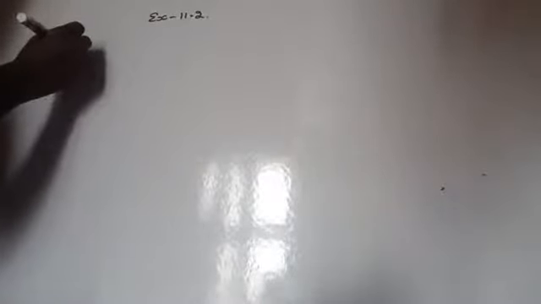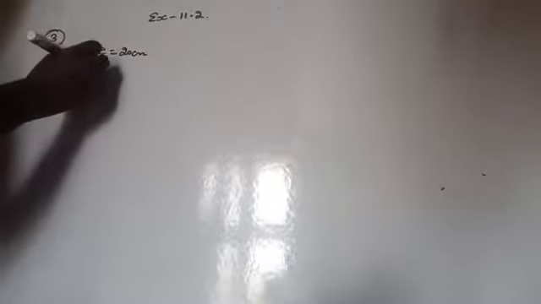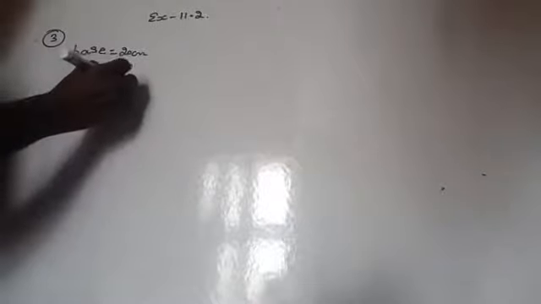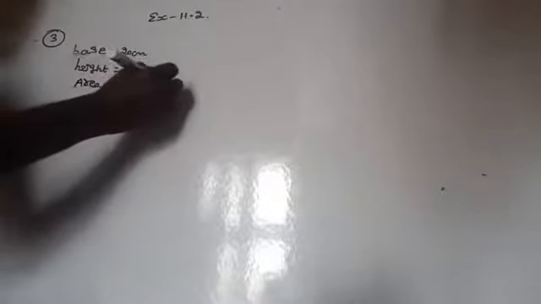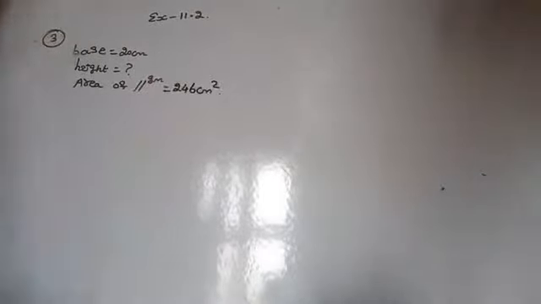What is given for you is to find the missing values. The base of the parallelogram is given, you have to find the height, and the area of the parallelogram is given. The base is given as 20 centimeter, and the area of the parallelogram is 246 centimeter square. Yes, 246 centimeter square. Am I right here?